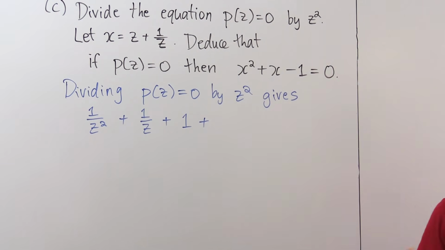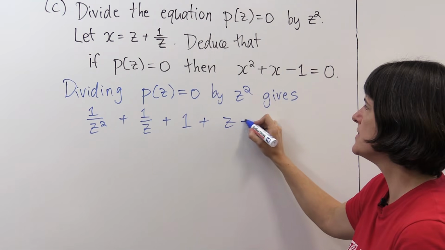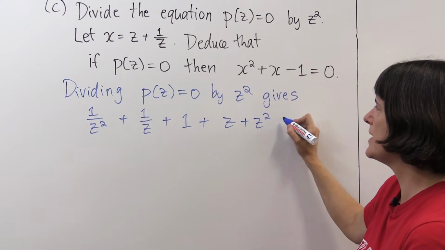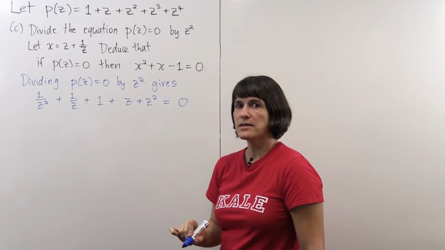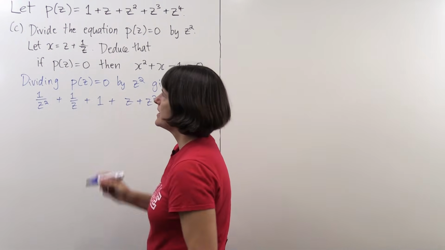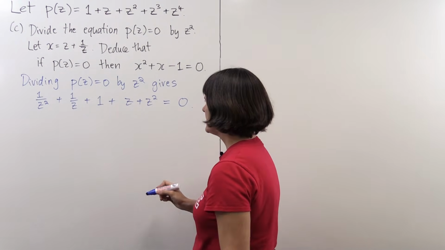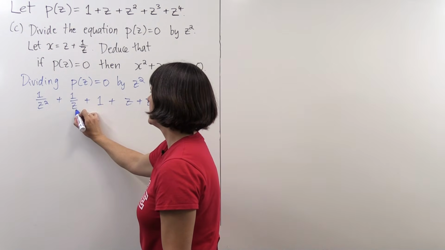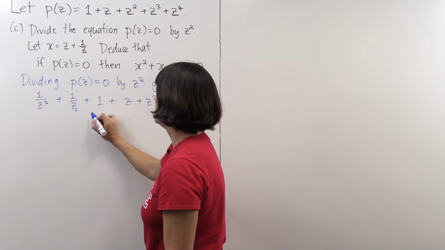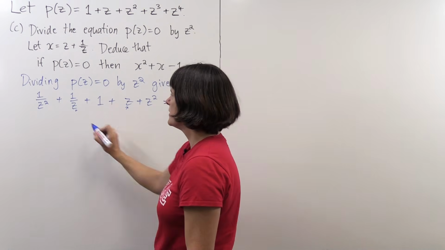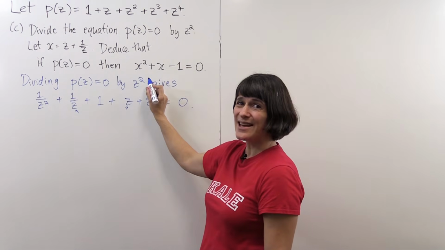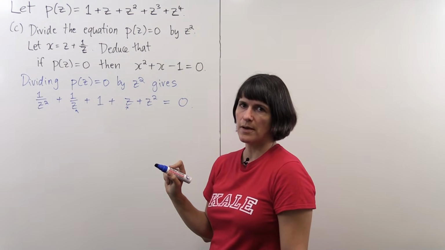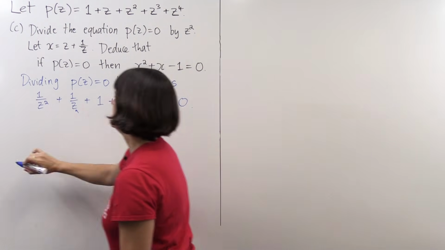The z cubed term will give you a z, and the z to the fourth term will give you a z squared. And this is 0. And now we make our substitution: x is z plus 1 on z. So we can easily see that this term and this term together are going to give us x. And looking at what we're aiming to get at, we can see an x squared is going to show up somewhere. So let's see what happens.